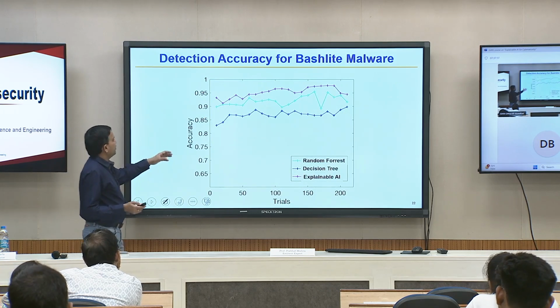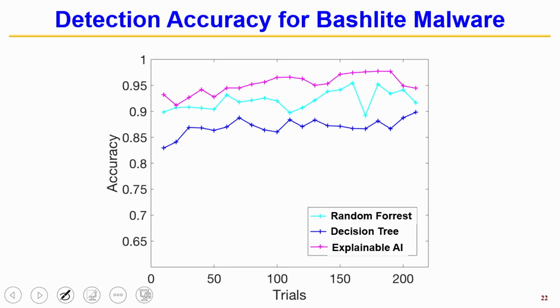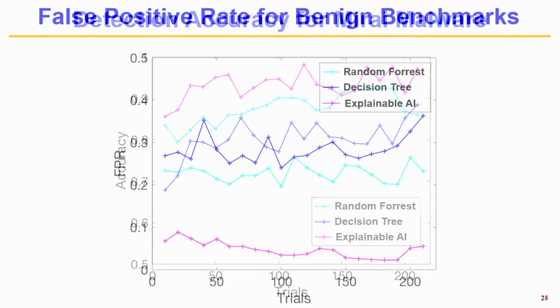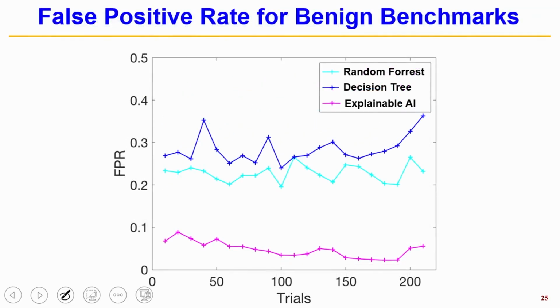So, here are some results to show you the detection accuracy of bash-light malware using different kinds of models: random forest, decision tree and all that. In this particular example, explainable AI models are doing better. Of course, I am not talking about how many iterations it took and how much effort it needed for explainable AI versus others, and you would expect a similar analogy for PN scan as well as the Mirai example.